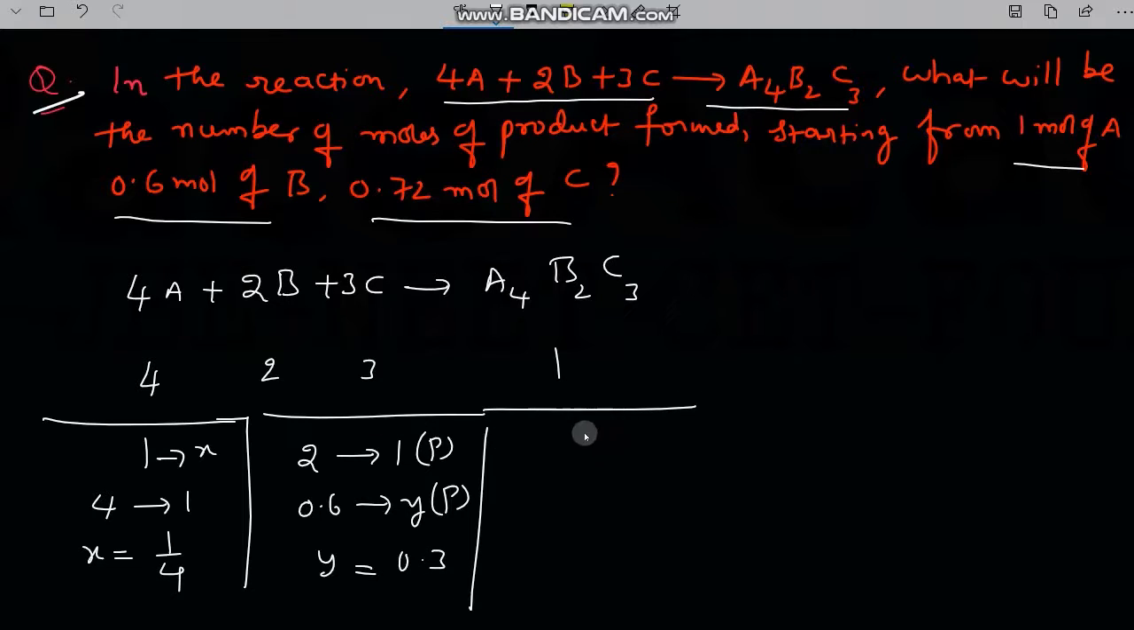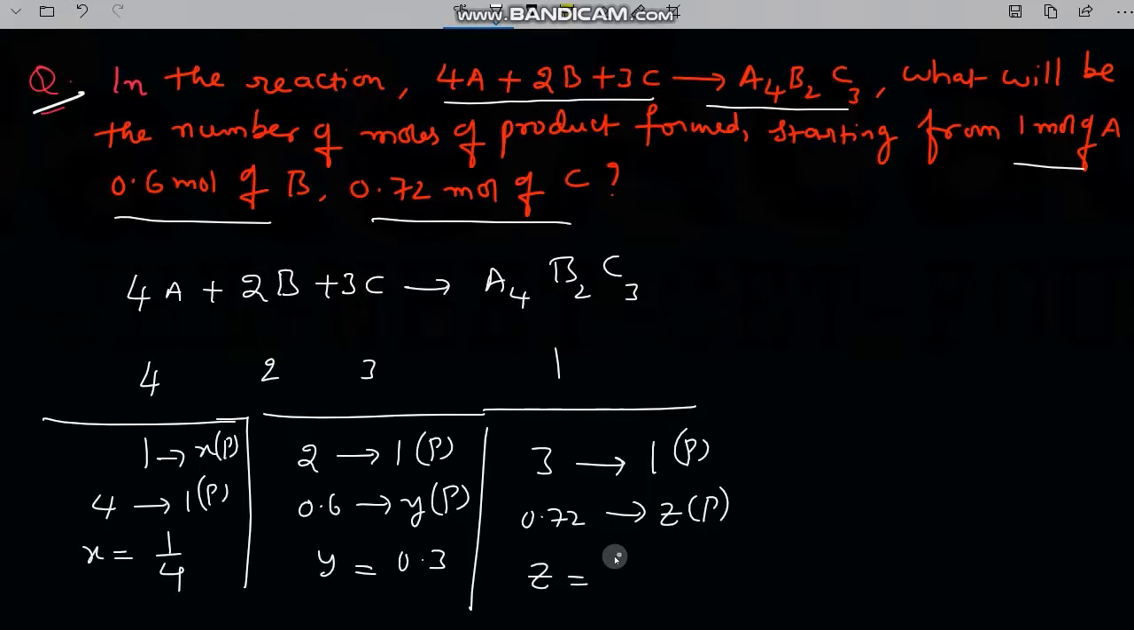Likewise, in the third case, C, 3 moles of C is giving 1 mole of product. They have given 0.72 moles of C, which will give, suppose, Z moles of product. Then what is Z? Z is equal to 0.72 by 3, so it is coming 0.24. The first one is 0.25.